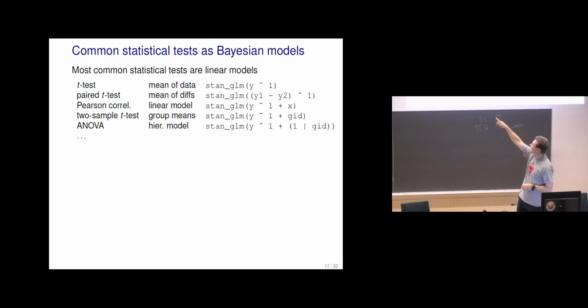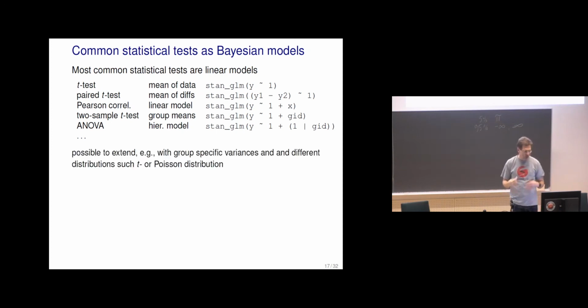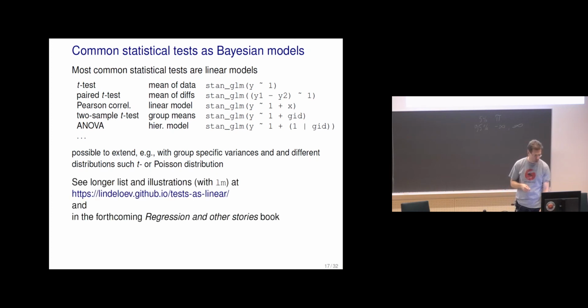Here, this GID is group ID, and so you have, for example, the last equation showing the hierarchical model where there's an additional intercept term for each group. And of course, we can also extend these with group-specific variances, or different distributions such as t or Poisson distribution, to make them easier, in a way that you don't need to think about what is the name of the certain distribution I should use now. You just think about how to model your data, and then you look at the posterior distribution, and it's easy to make changes based on what you know about your phenomenon.